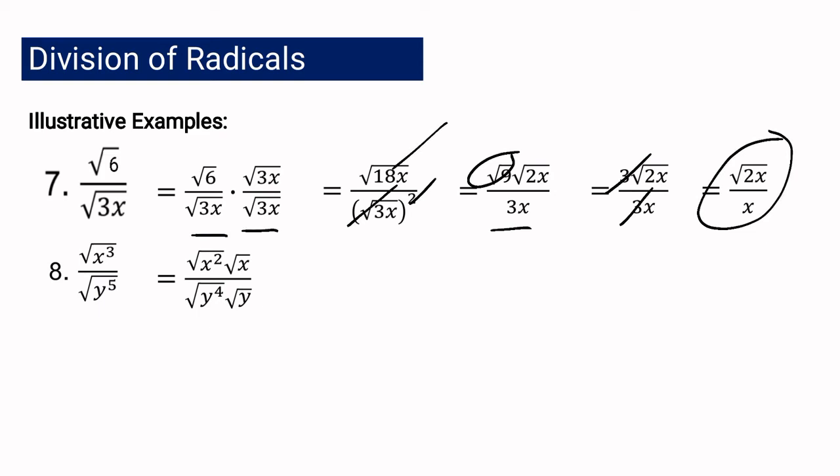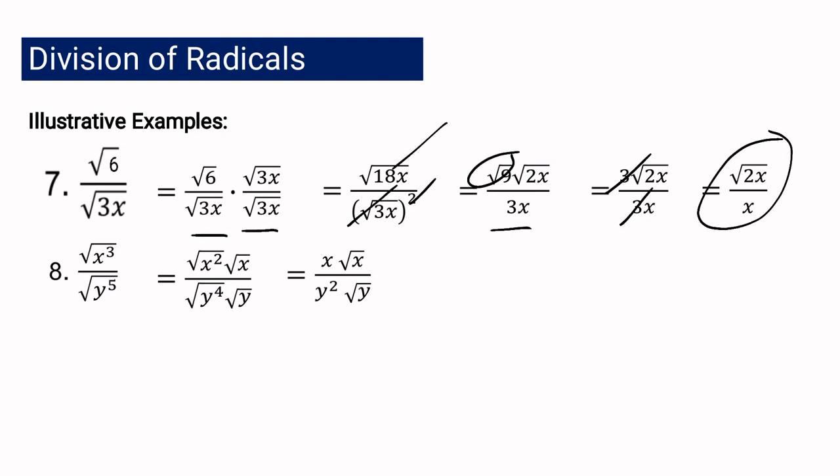As you can see, we simplify the square root of x cubed. So we factored it out. We have x squared and then x. We also factored out y to the fifth. We have y to the fourth and then multiply by y. The square root of x squared is x. That's why we have here square root of x. And then the square root of y to the fourth is y squared. That's why we have here y squared square root of y.